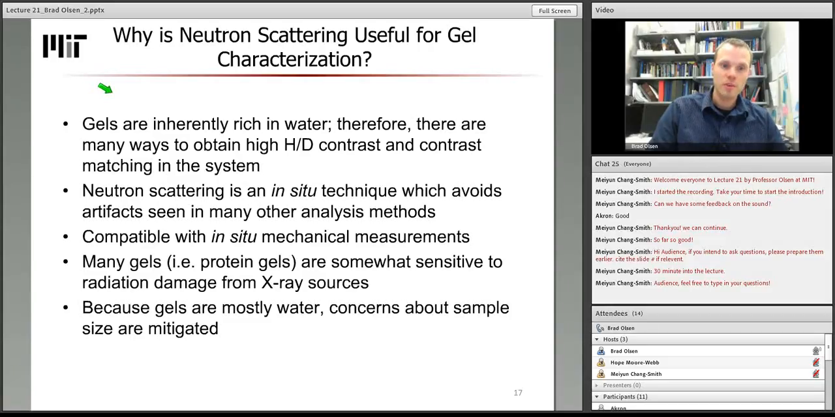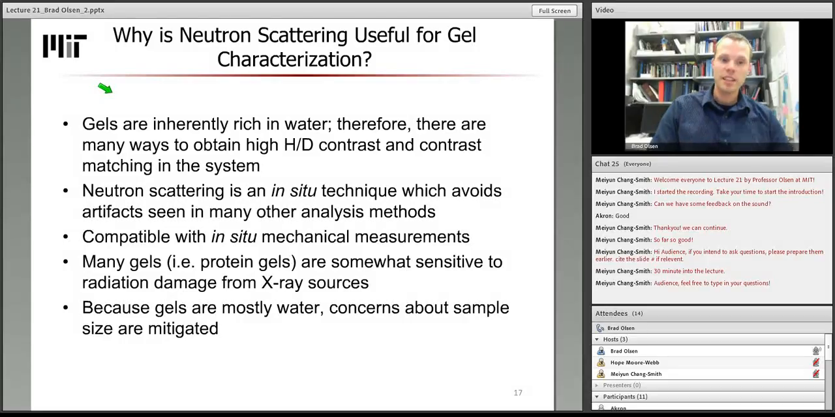Neutron scattering is also compatible with in situ mechanical measurements, which I'll say a few words about on Thursday, which I think gives you a broad range of ability to study how structure correlates to mechanical response. Furthermore, many of the materials we're interested in for gels, and particularly in the biomedical literature, where gels such as protein gels or polysaccharide gels are of high interest, many of these gels can show significant sensitivity to radiation such as X-rays. And so the number of experiments, particularly in situ experiments that can be performed with neutron scattering, is potentially broader by virtue of the fact that radiation-induced damage of certain hydrogel materials is significantly less of a concern.